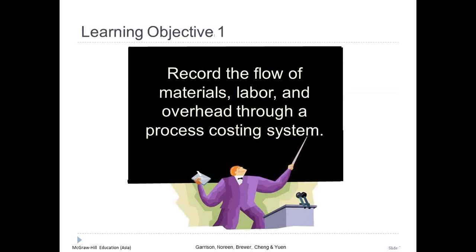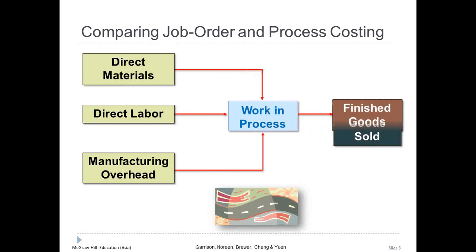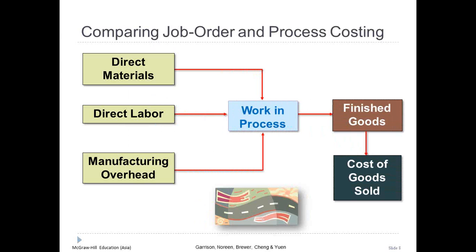So, let's do learning objective number 1. Recording the flow of materials, labor, and overhead through a process costing system. The flow of costs through the manufacturing accounts is basically the same for process and job order costing. There is a key fundamental difference between the two costing systems.